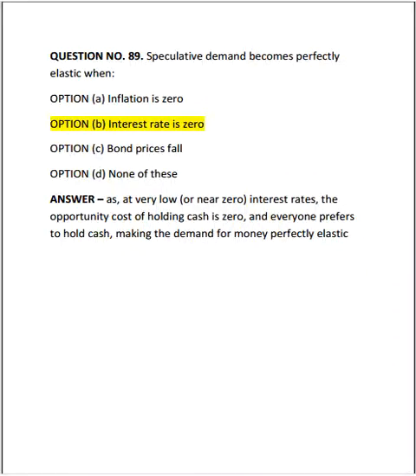Question No. 89. Speculative demand becomes perfectly elastic when. Option A. Inflation is zero. Option B. Interest rate is zero. Option C. Bond prices fall.